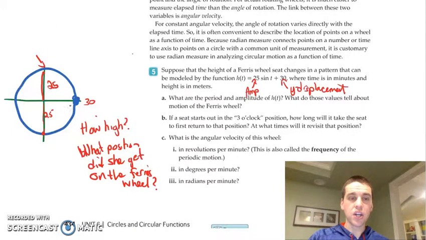And then the challenge question here is, if the period is 2 pi, how long did it take the Ferris wheel to turn?